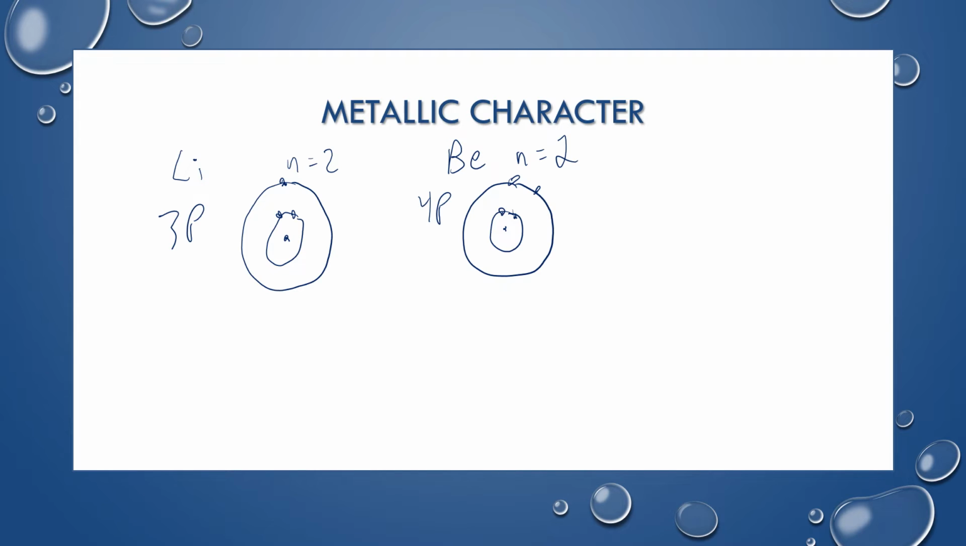So the first ionization energy, you'll be removing this outermost electron for either of them. It's going to require more energy to remove the beryllium electron because it has more protons. So more positive charge, greater force of attraction. Lithium is easier to remove its valence electron, so it has a lower ionization energy, and that means it has a more metallic character.